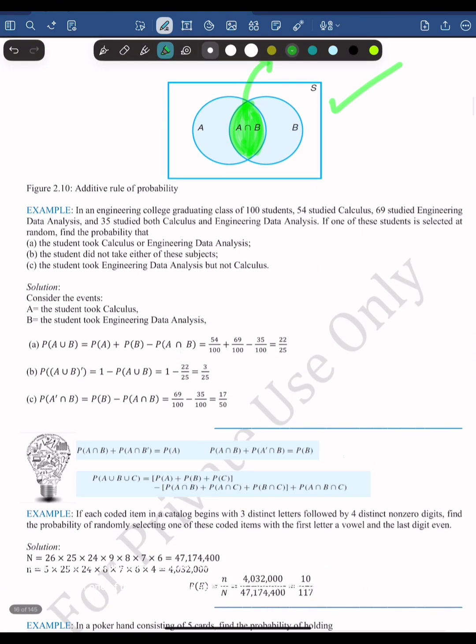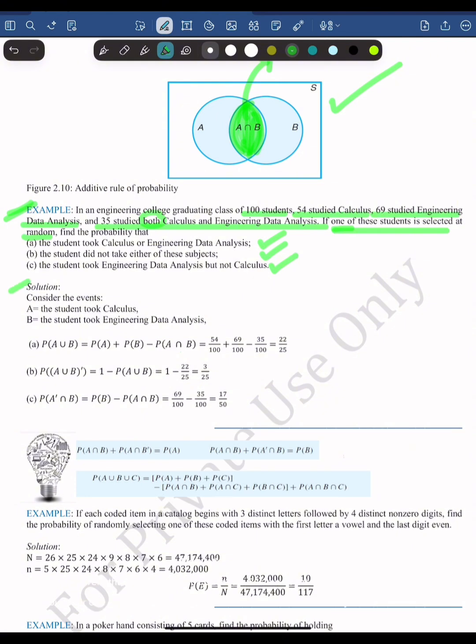Let's work through a real example. In an engineering college graduating class of 100 students, 54 studied calculus, 69 studied engineering data analysis, and 35 studied both calculus and engineering data analysis. If one of these students is selected at random, find the probability that Part A, the student took calculus or engineering data analysis. Part B, the student did not take either of these subjects. And Part C, the student took engineering data analysis but not calculus.